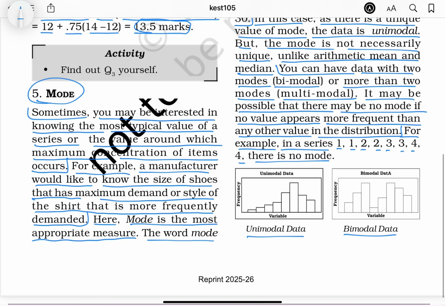Unimodal data or bimodal data. Frequency, unimodal data. Variable, bimodal data. Frequency.